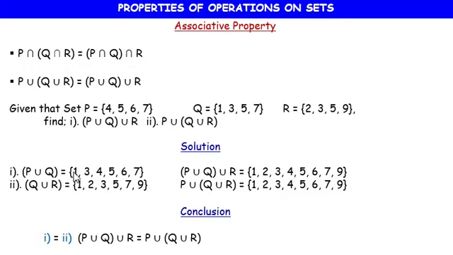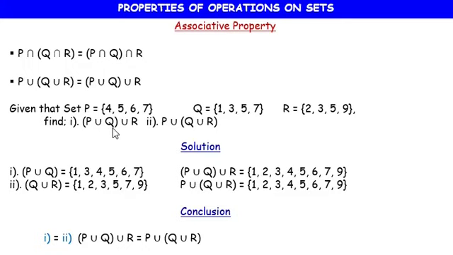So when we do that, we are going to have P union Q equal to 1, 3, 4, 5, 6, and 7. So that is P union Q. We just combine set P with set Q, right?